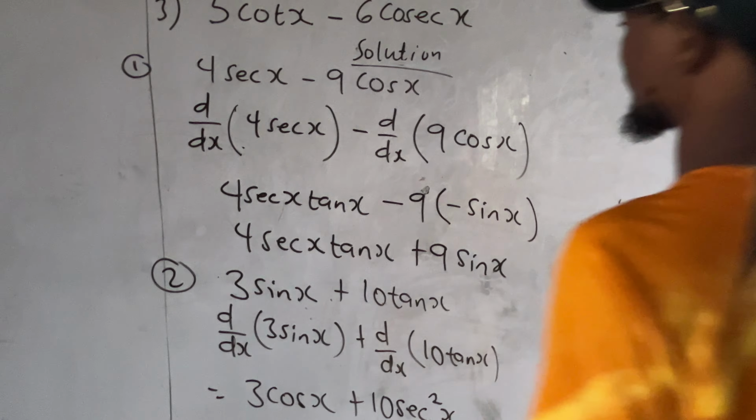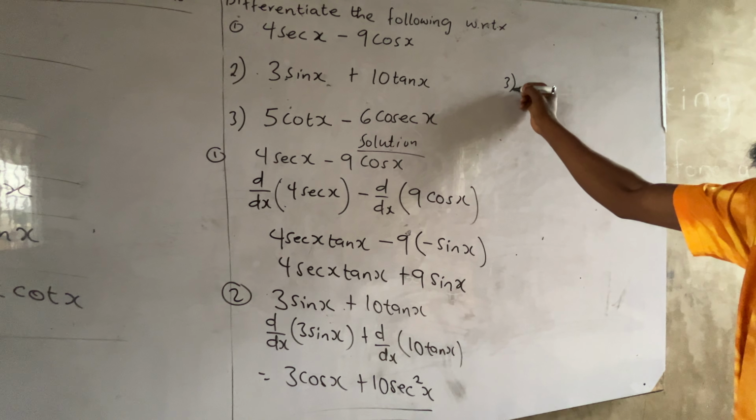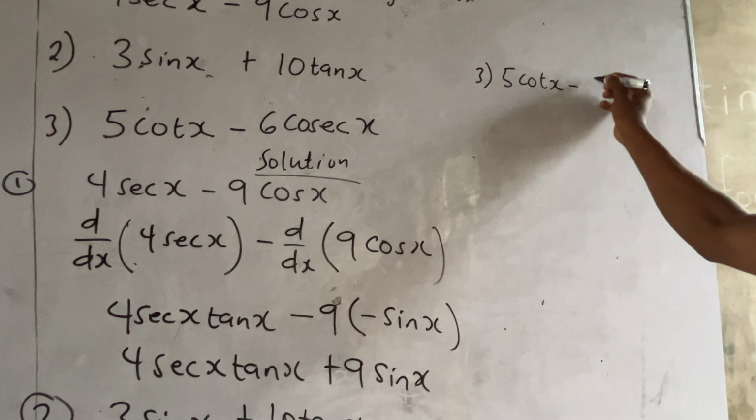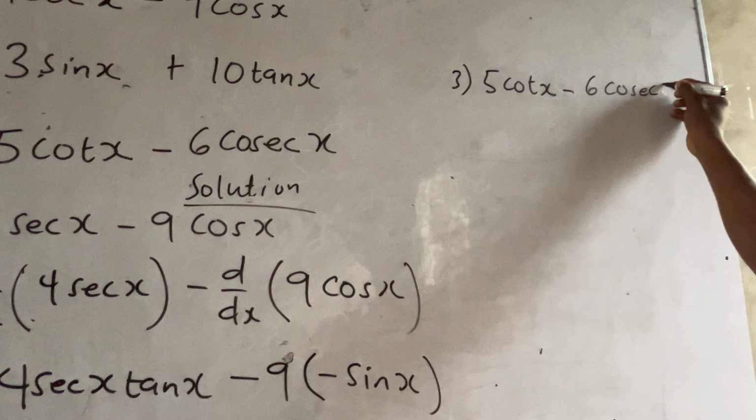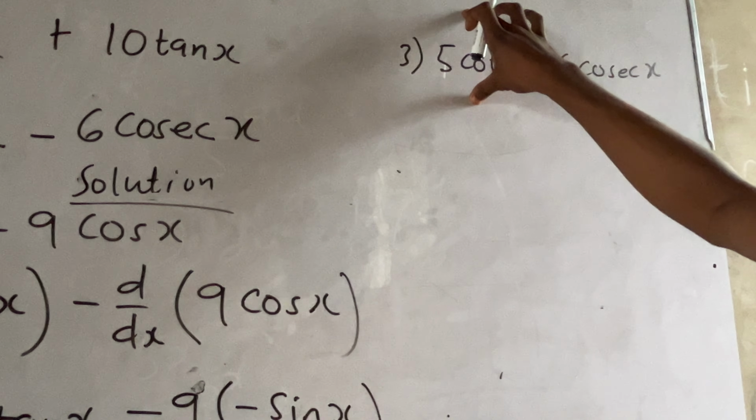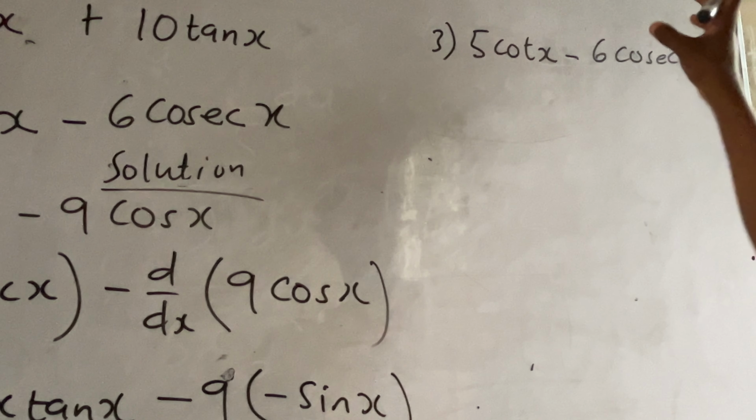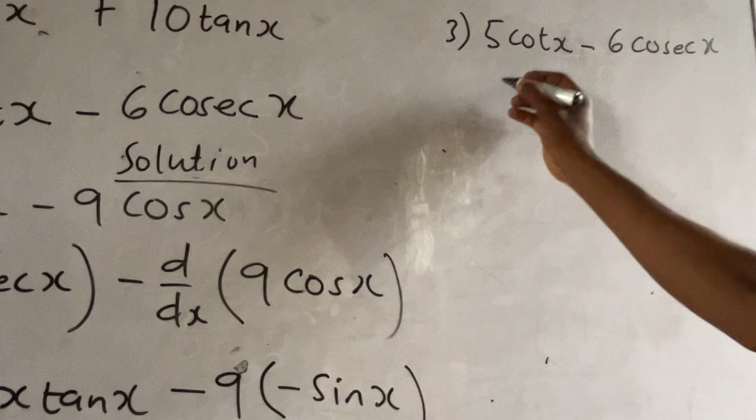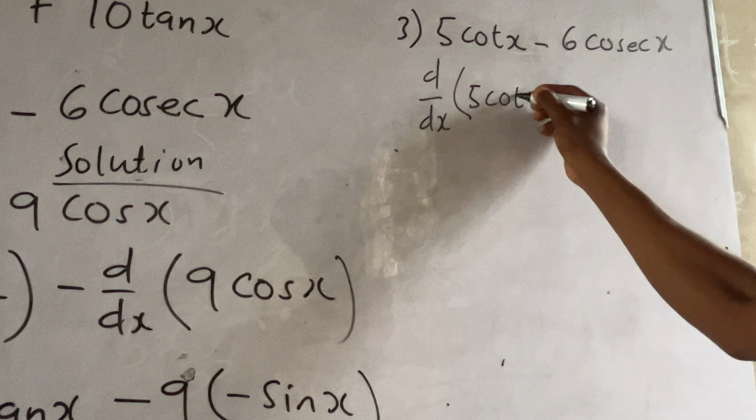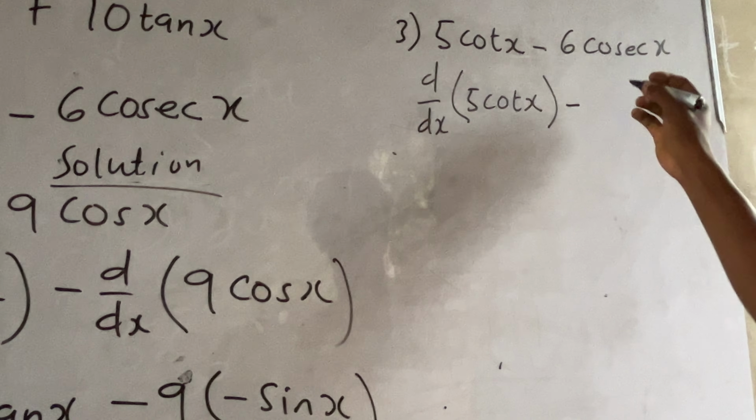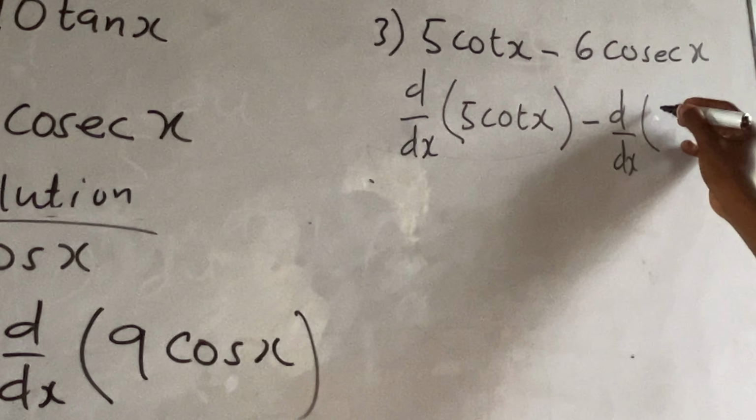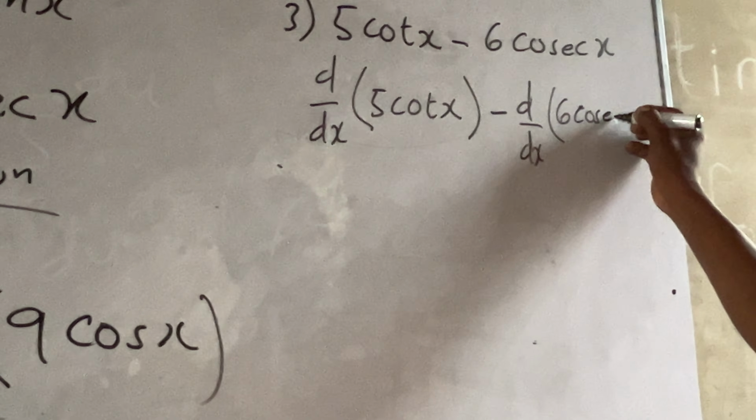And the last question, we have 5 cot x minus 6 cosec x. So you are going to find the derivative of this term and the derivative of this term. So I have d/dx of 5 cot x, then minus the derivative of the second term, which is 6 cosec x.